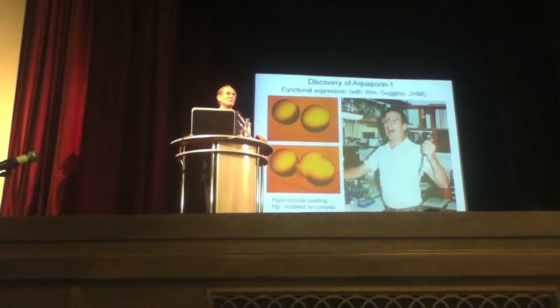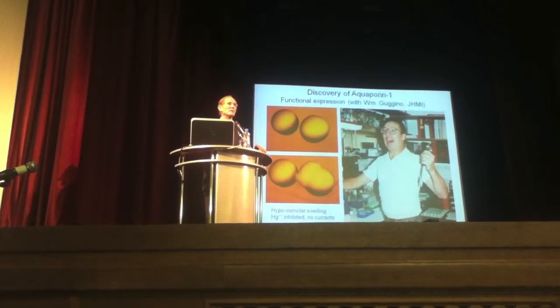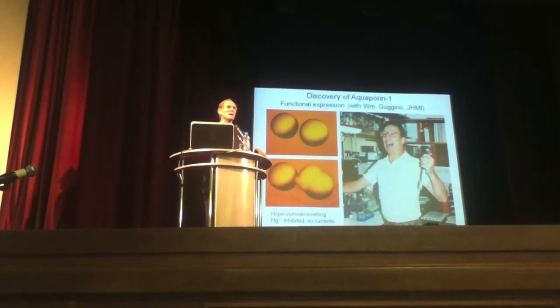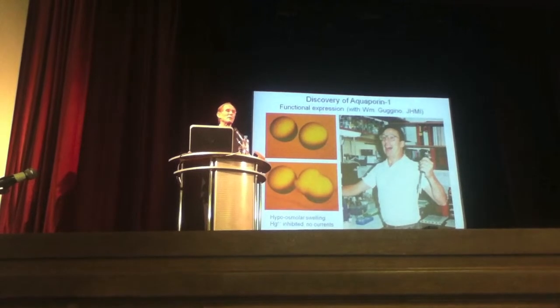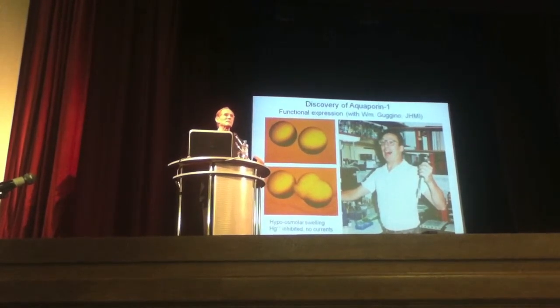So suddenly the problem of rapid osmosis, transmembrane water permeability became clear. There was a new protein which we named aquaporin, now known as aquaporin-1, the first molecular water channel, basically the plumbing system of the cells.